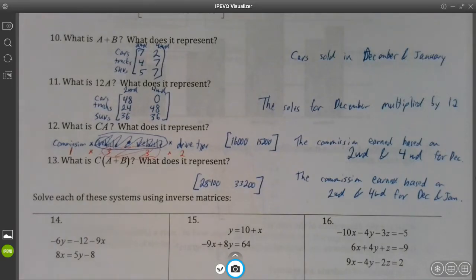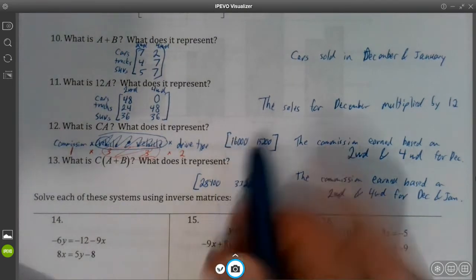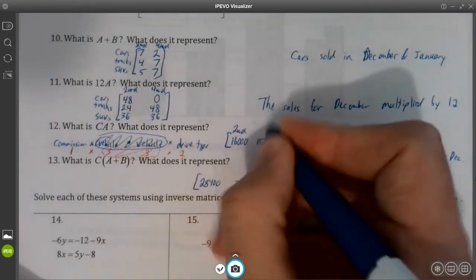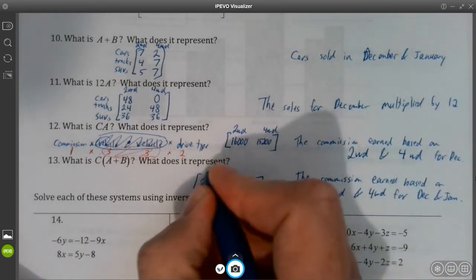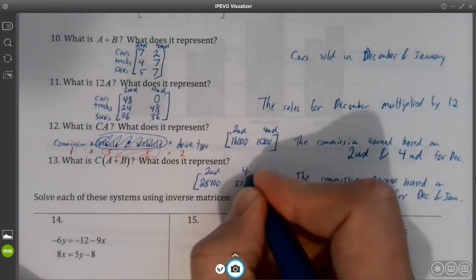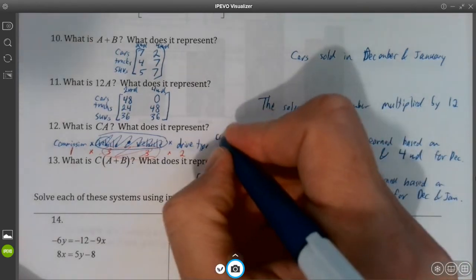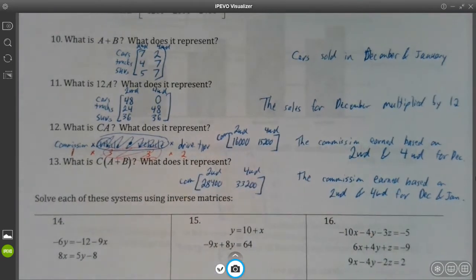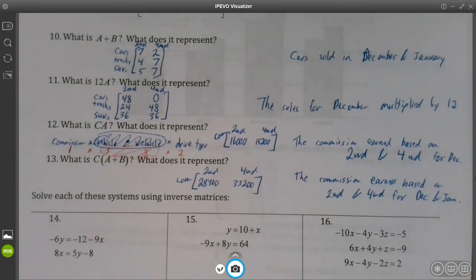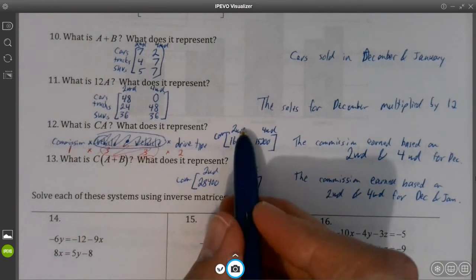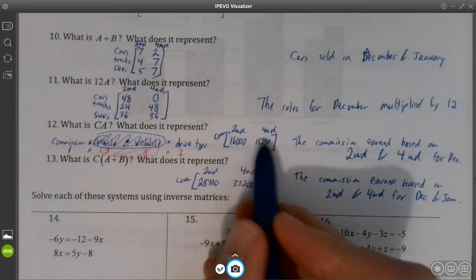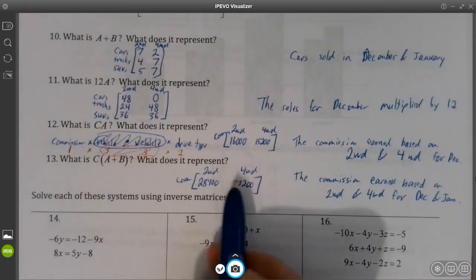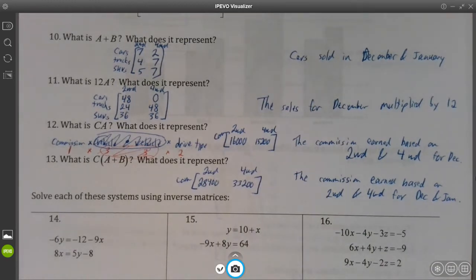And here is what it represents. This is the commission I earned, and this is two-wheel drive. This is four-wheel drive. This is two-wheel drive. This is four-wheel drive. So I'm a salesman, and I earn commission. In my commission, I can earn money based on two-wheel drive cars or four-wheel drive cars. This is what happened in December. This is what happened in December and January. All right, let's shift gears a little bit here.